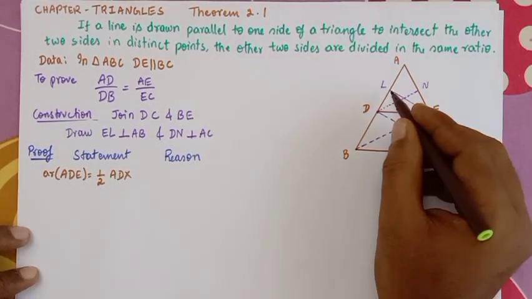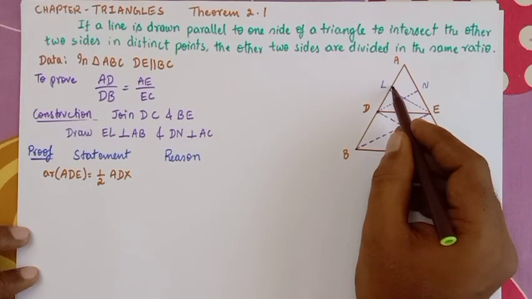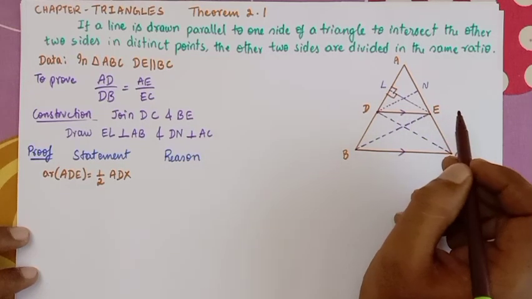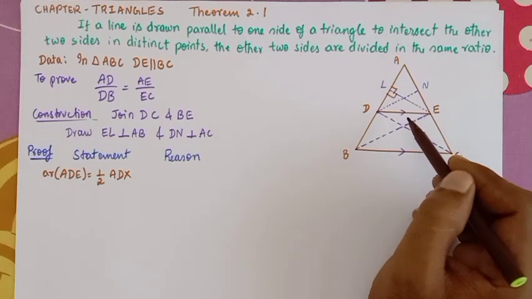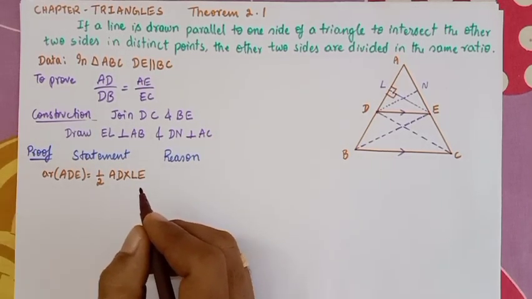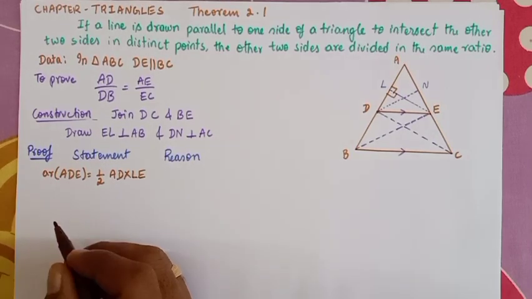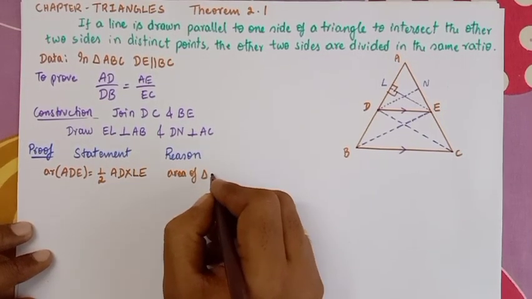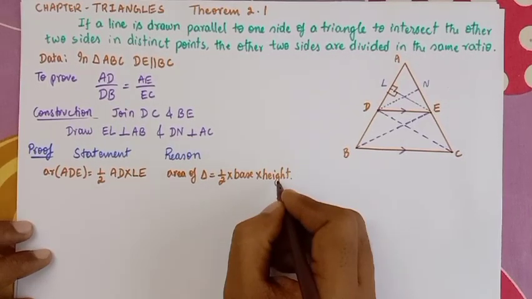What is the height? Here there is one perpendicular which we have drawn. That is why we have drawn this perpendicular. So this is the height, altitude, LE. We will take LE as the perpendicular, LE as the height. Next, the reason is: area of triangle is equal to half into base into height.